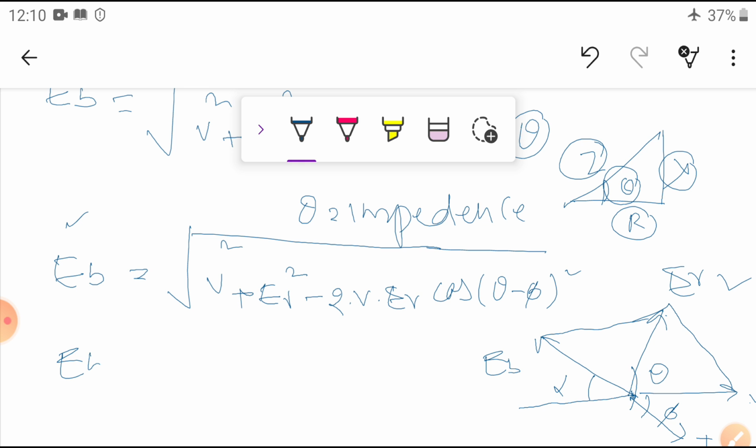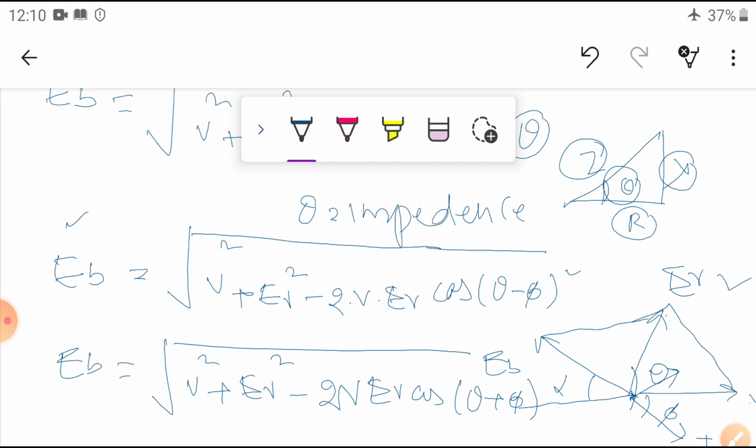If the excitation is more than 100%, what is EB? Then EB under over excitation condition, so what will happen? Current will come in this direction. Simply here theta plus phi will come. V squared plus ER squared minus 2 into V into ER cos of theta plus phi, we are going to get it. So these are the three cases. Once here EB is greater than V, here EB is less than V, and here EB equals V condition. Three conditions we have seen in this equation.